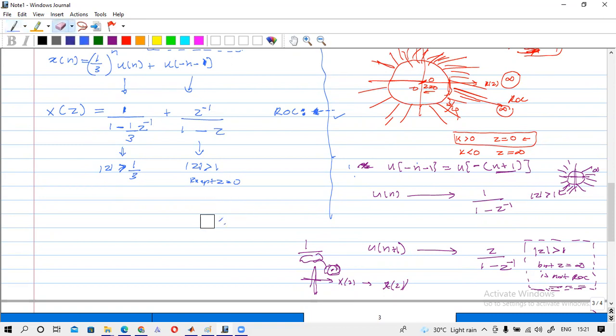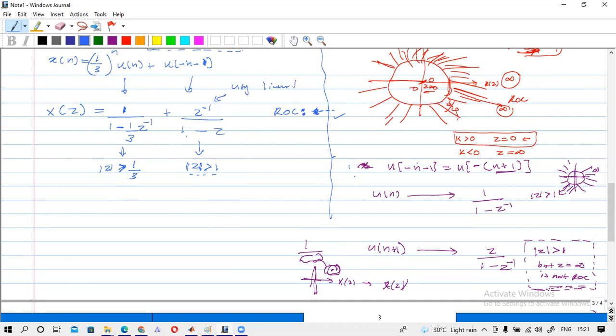Actually, we don't need to write this part except z equal to 0, because 0 is not in the ROC. So if we write it like this, it is included. Now you have to use the linearity property. You know that if you have two transforms, you can add them, so we add them using the linearity property, no issue.